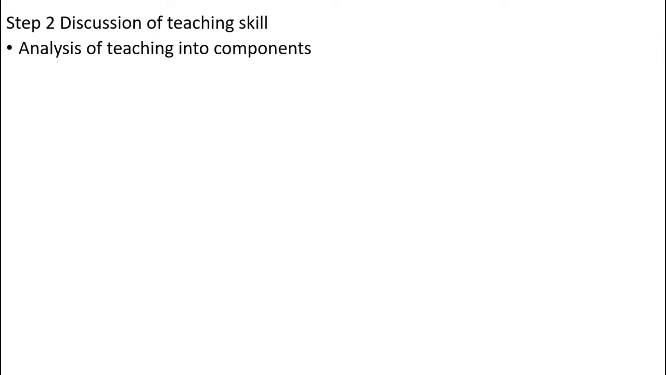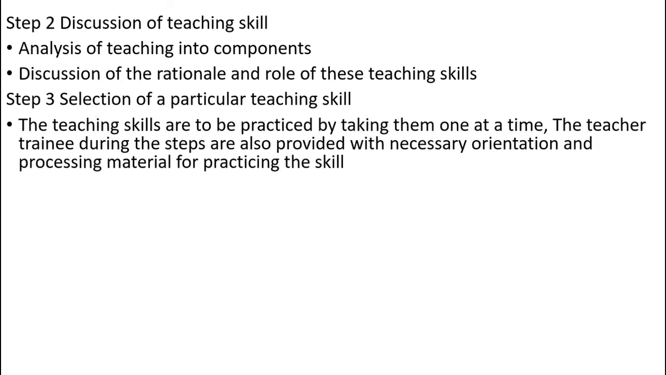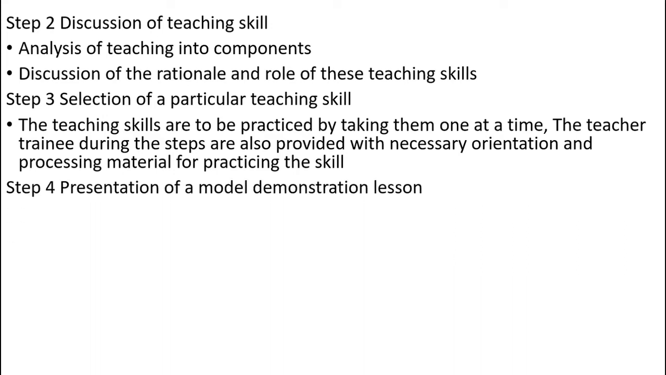And second, discussion of a teaching skill, which skill they want to expose. That means analysis of teaching into components, and discussion of the rationale of all these teaching skills. Step 3, selection of a particular teaching skill. The teaching skills are to be practiced by taking them one at a time. Teacher trainees during the steps also provide necessary orientation and processing material for practicing the skill.